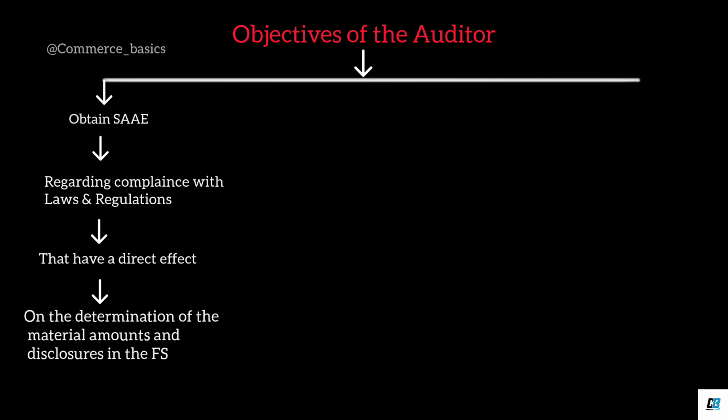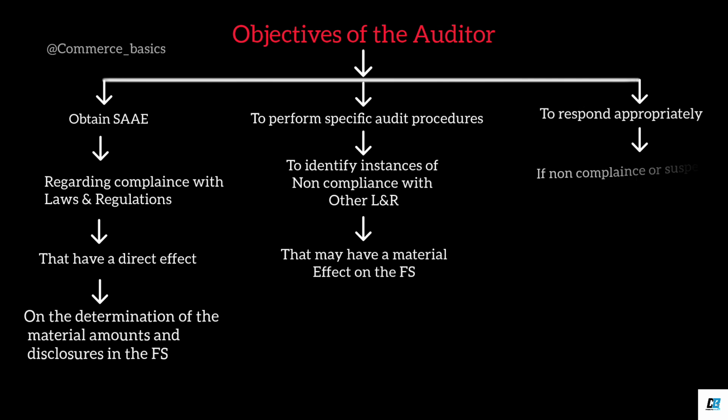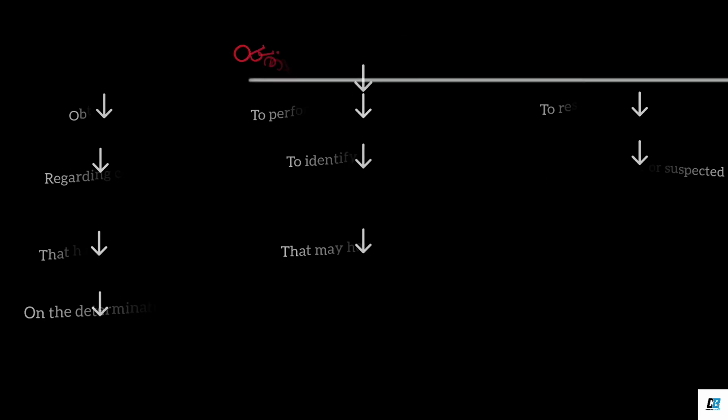The second objective is that the auditor has to perform some specific audit procedures to identify if there is any non-compliance with other laws and regulations which may have a material effect on the FS. So these laws and regulations have an indirect effect on the FS. And the third objective is that the auditor has to respond appropriately if he identifies any non-compliance or if he suspects any non-compliance. So these are the three objectives of this standard.